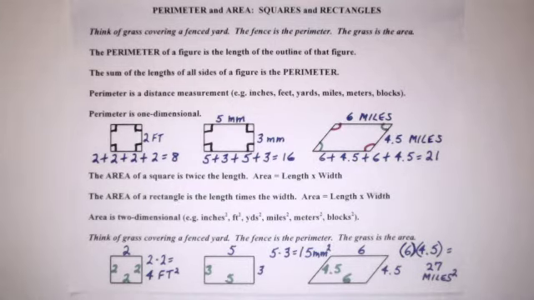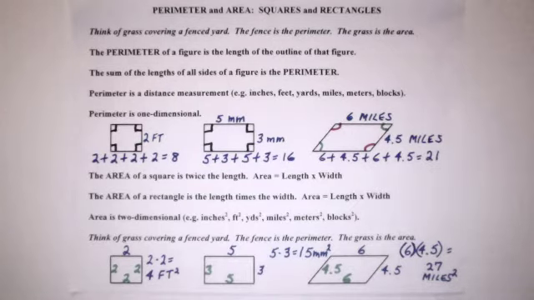Perimeter is a distance measurement. For example, inches, feet, yards, miles, meters, blocks. Perimeter is one-dimensional. You are adding to find the perimeter.